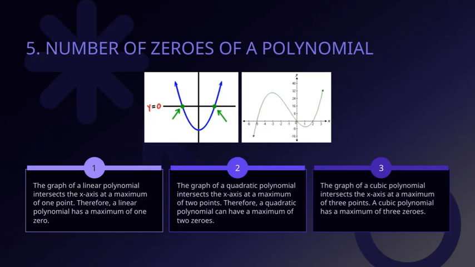Let's talk about the number of zeros a polynomial can have. For a cubic polynomial, which is a degree 3 polynomial, the graph can intersect the x-axis at up to 3 points. This means it can have a maximum of 3 zeros.